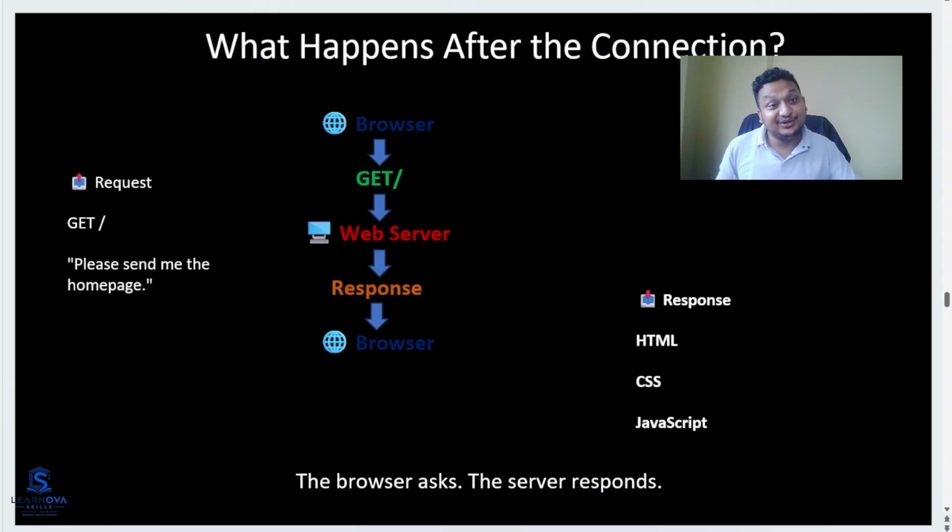Now our browser can communicate with the web server. The browser sends a request, for example, a GET request. This basically means please give me the home page. The server receives the request, processes it, then sends a response back. The response can contain resources such as HTML, CSS, and JavaScript. The browser receives those resources and uses them to build the web page. So the basic relationship is: the browser acts, the server responds, right?